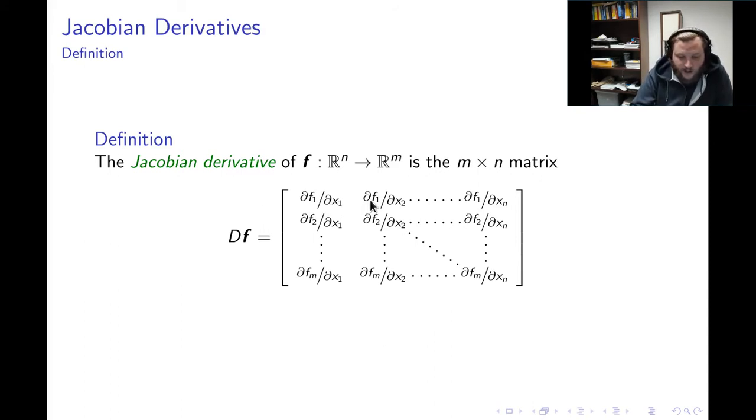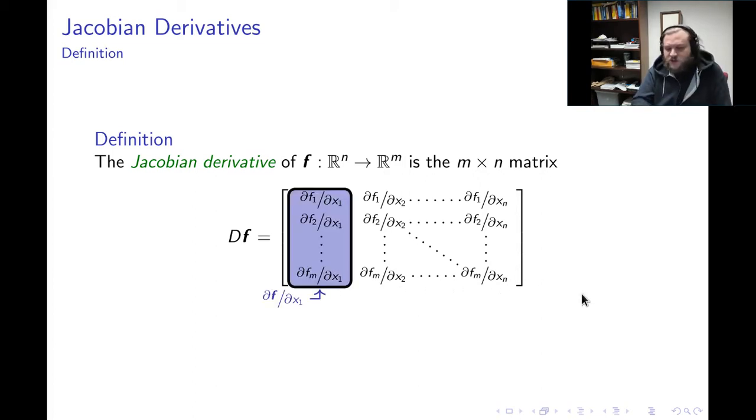If we look at the 1,2 entry, this is the partial derivative of the first coordinate function with respect to the second input variable. And if I keep going down the first row, I end with the partial derivative of the first coordinate function with respect to the nth input variable. In the second row, we're looking at the partial derivatives of the second coordinate function with respect to each of the input variables. And we keep going down until we get to the last row, which is the partial derivatives of the last coordinate function with respect to all of the input variables.